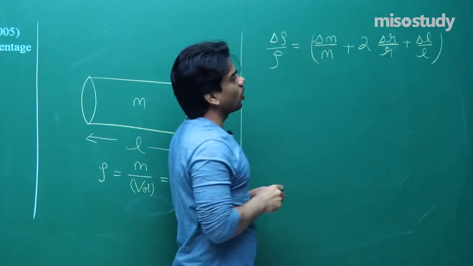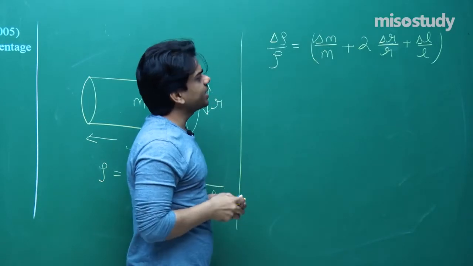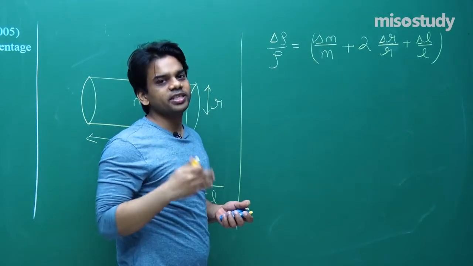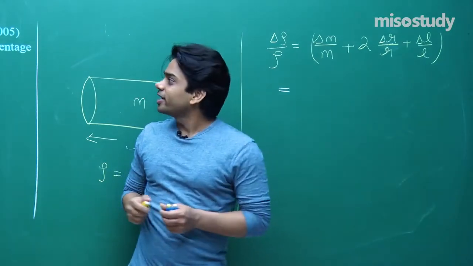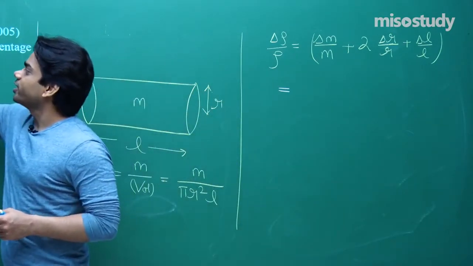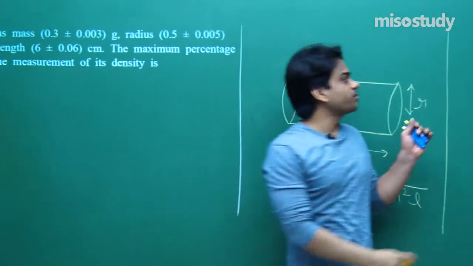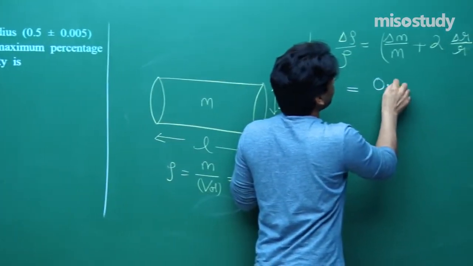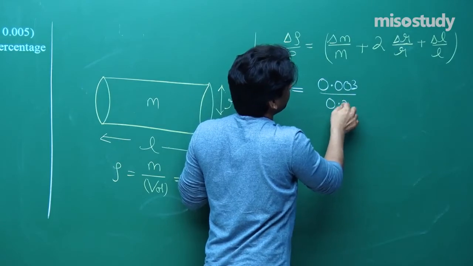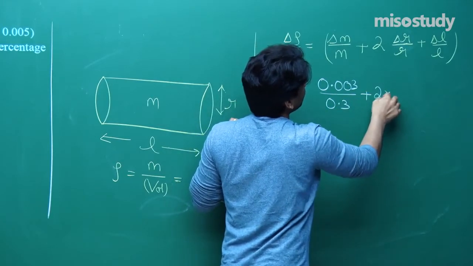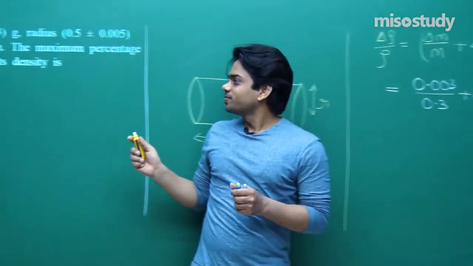This is the term that we will be obtaining. Now for percentage error, I will be telling you how to find the percentage error, and before that, let me show you delta m by m. Delta m, you see, it's 0.003 divided by 0.3, that is the value of m. So 0.003 divided by 0.3, first term, now plus twice into delta r by r.